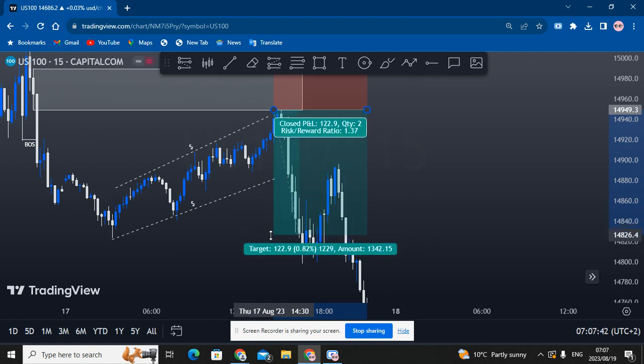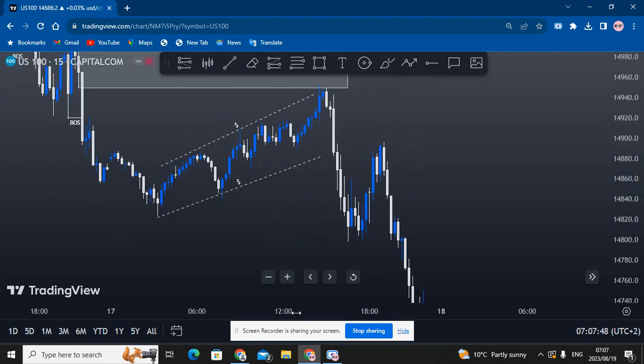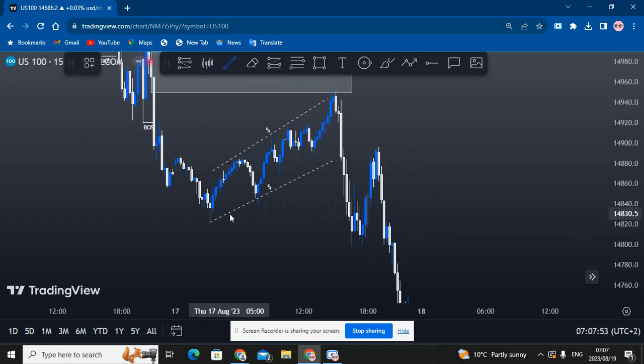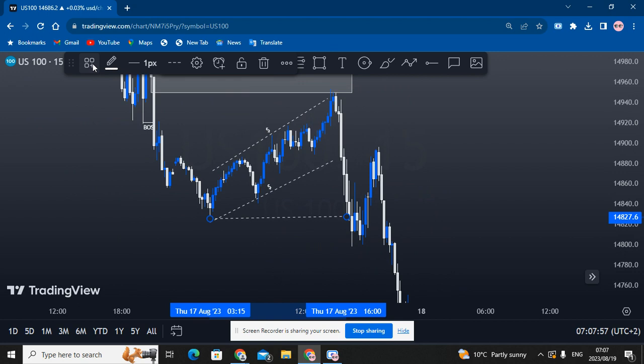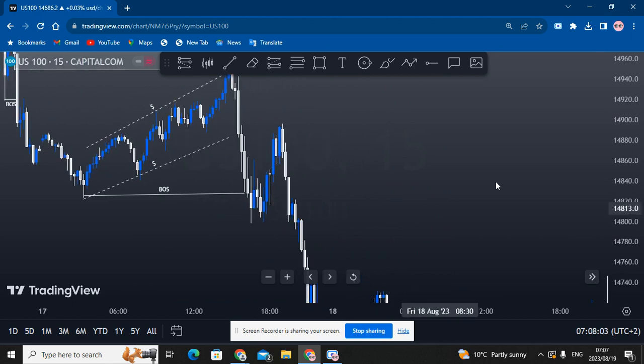And where do we target? We target our lowest point, which is that point, another successful trade. So far we're having a 100% win. Then after that, the market did come back and also break structure to the downwards, right? So we have another break of structure to the downwards. Until the market gives us a chalk, guys, we're not going to do anything but we'll sell, right?